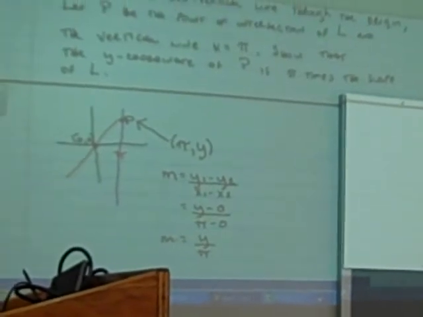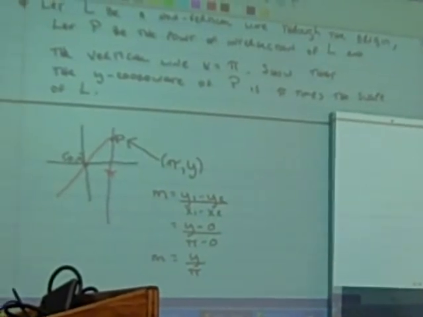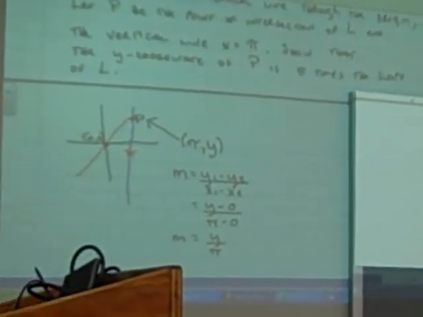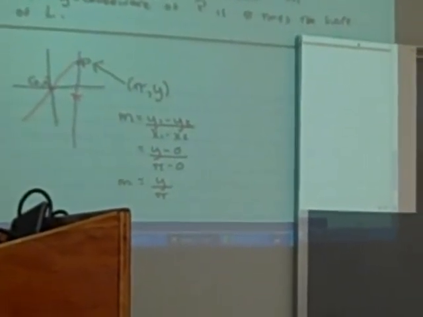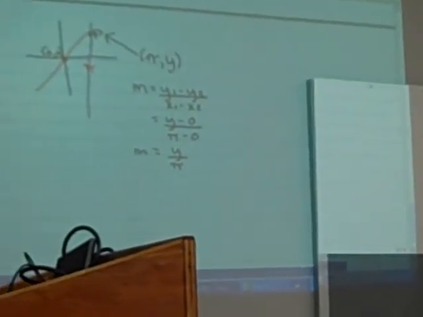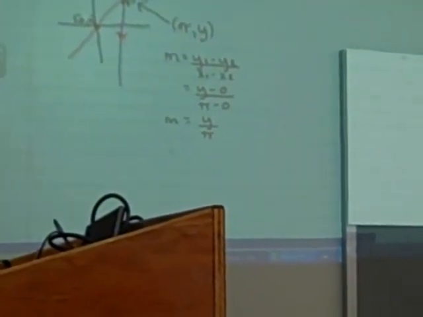And what we want to show is that the y coordinate of P, which is what? Y. We want to show that's pi times the slope of line L. What's the slope of line L? Y over pi. Can you get y by itself? Because we've got to show y is equal to something. What would you do to get y by itself? Multiply both sides by pi, right? When you multiply a fraction by its denominator, the denominator just disappears. So I multiply both sides by pi.